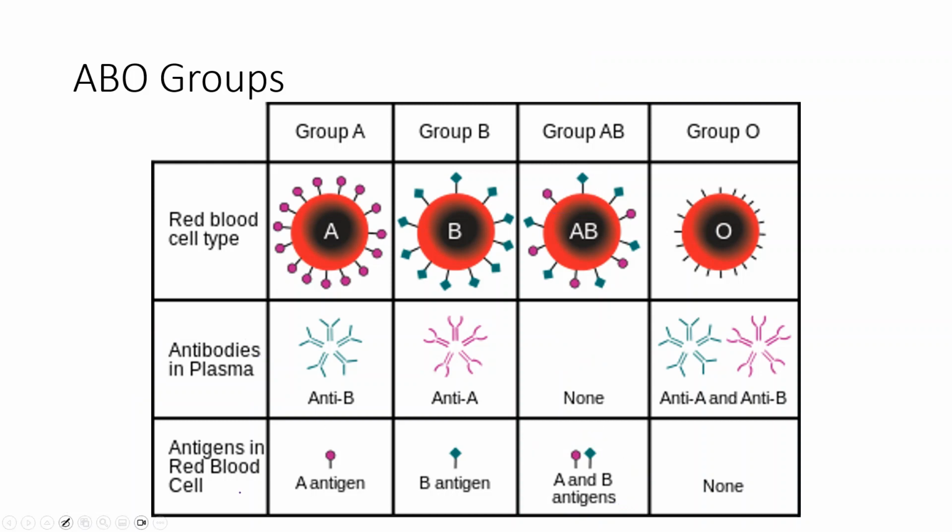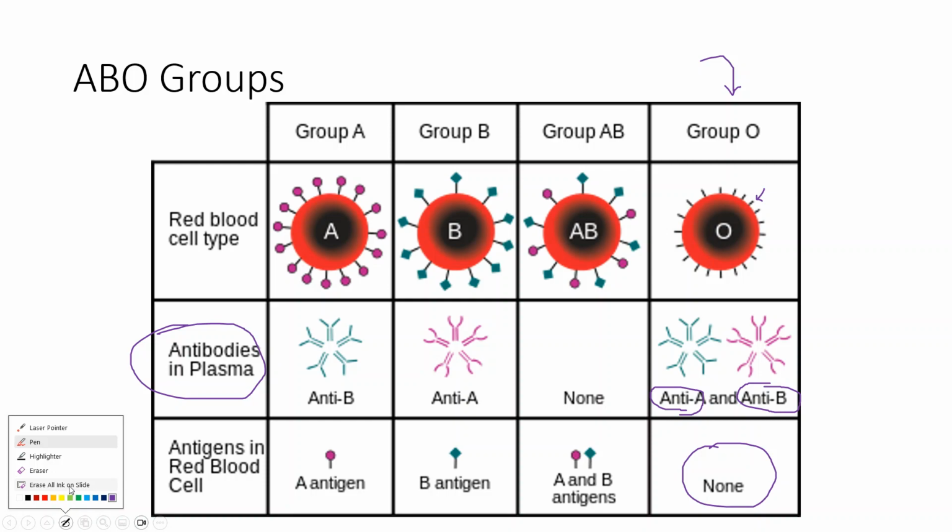Let's take a look at type O blood now. What kind of antigens does a person with type O blood have? If you look, they don't have any. They have no antigens on their red blood cells. But look at what they have in their plasma. They have antibodies against type A and they have antibodies against type B.